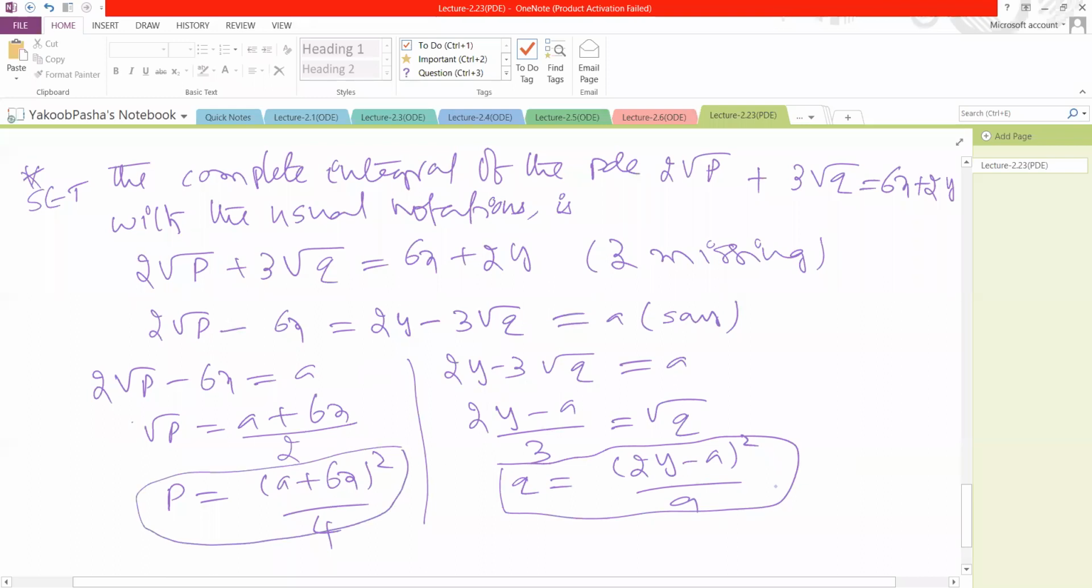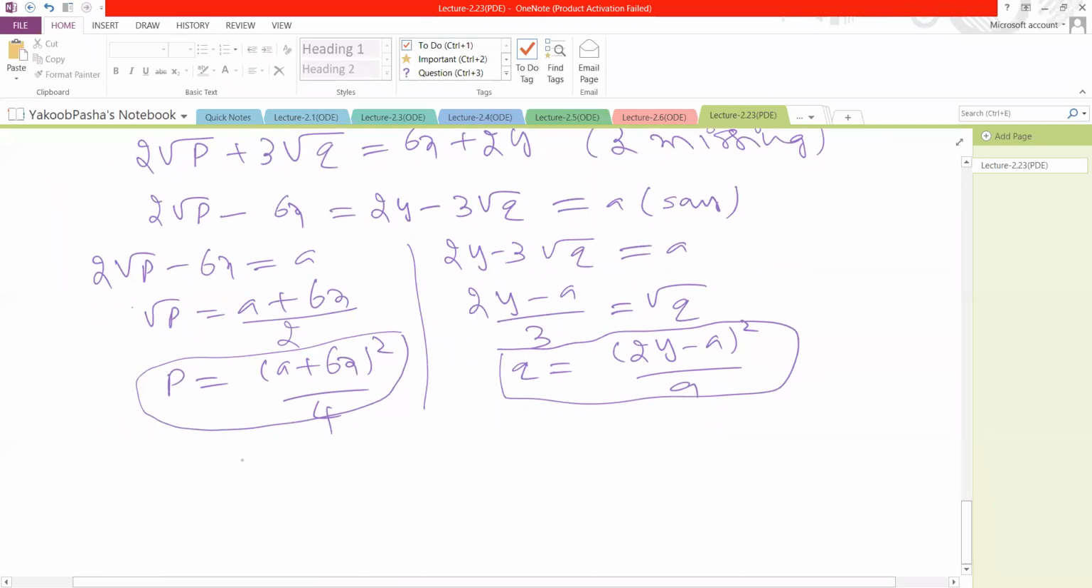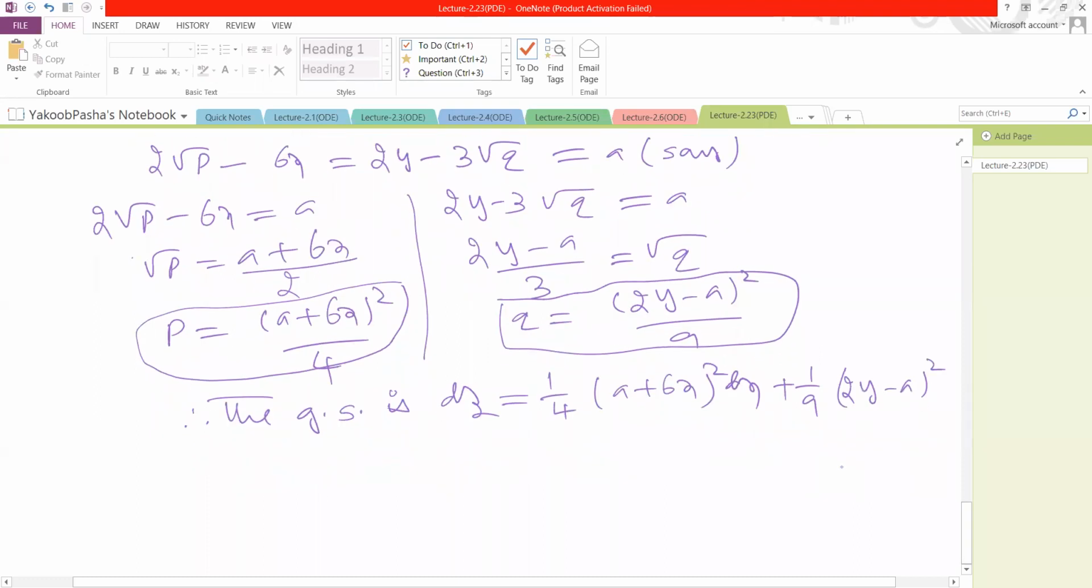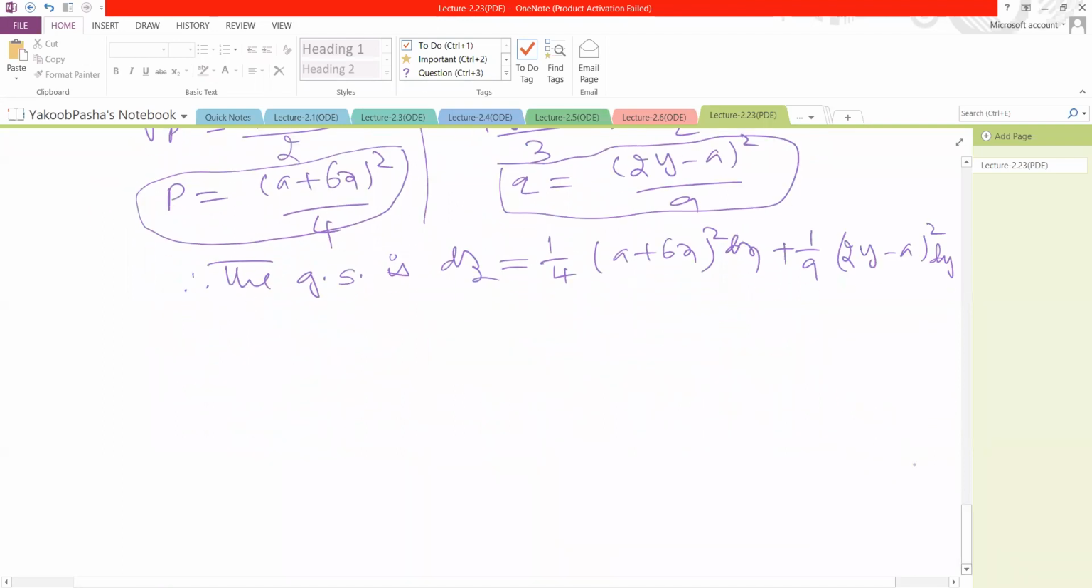So substitute in the given equation, that is, the general solution is, just write dz is equal to p dx plus q dy. So dz is equal to 1 by 4 of a plus 6x whole square into dx plus 1 by 9 of 2y minus a whole square into dy. Now we can integrate on both sides. We'll get the general solution.